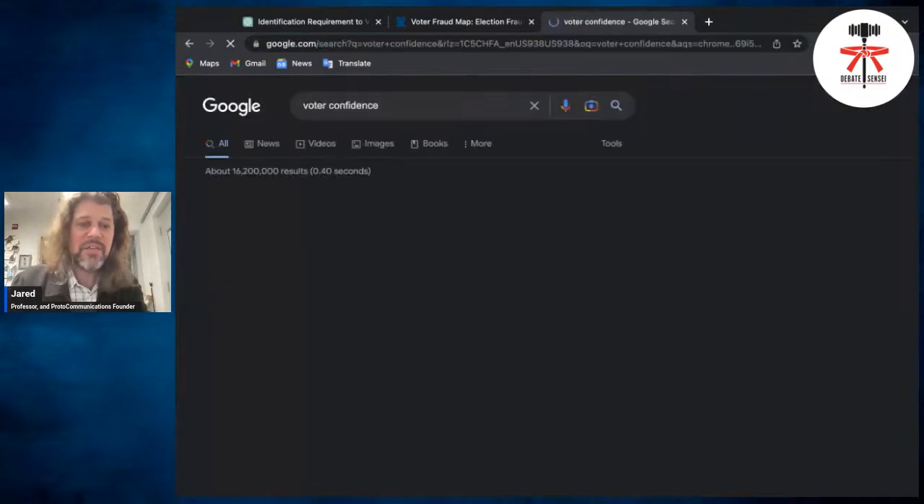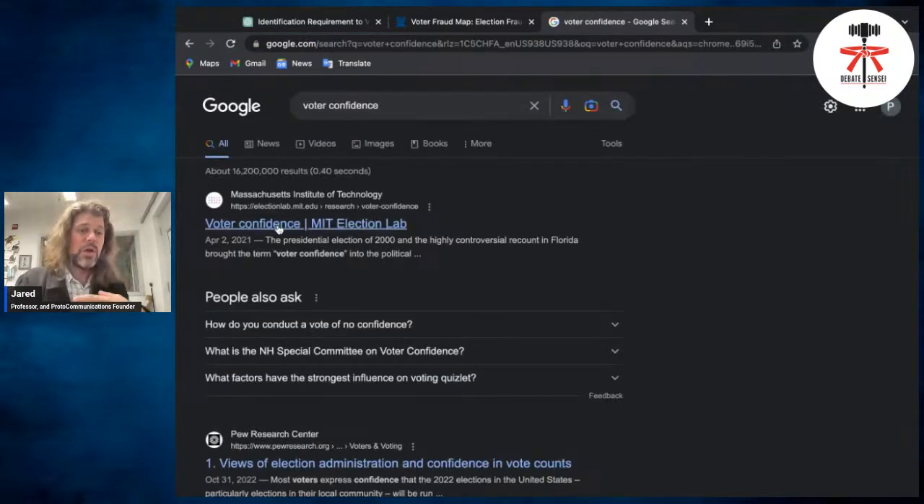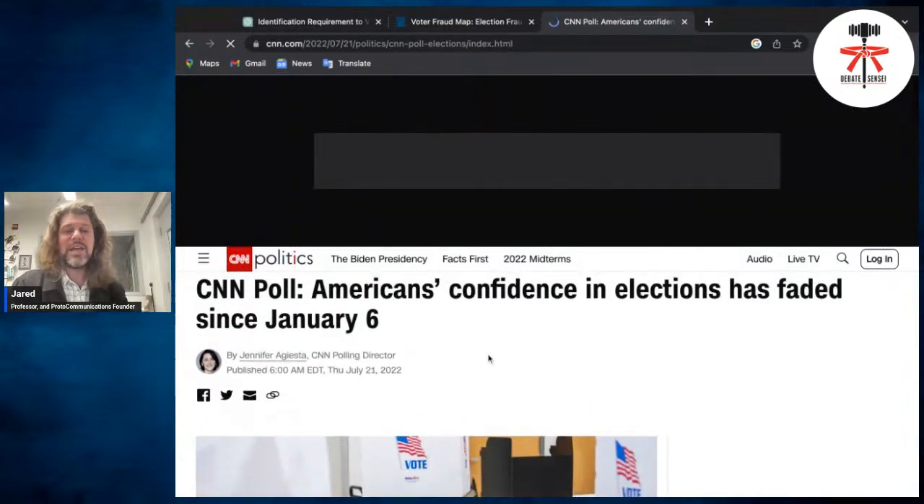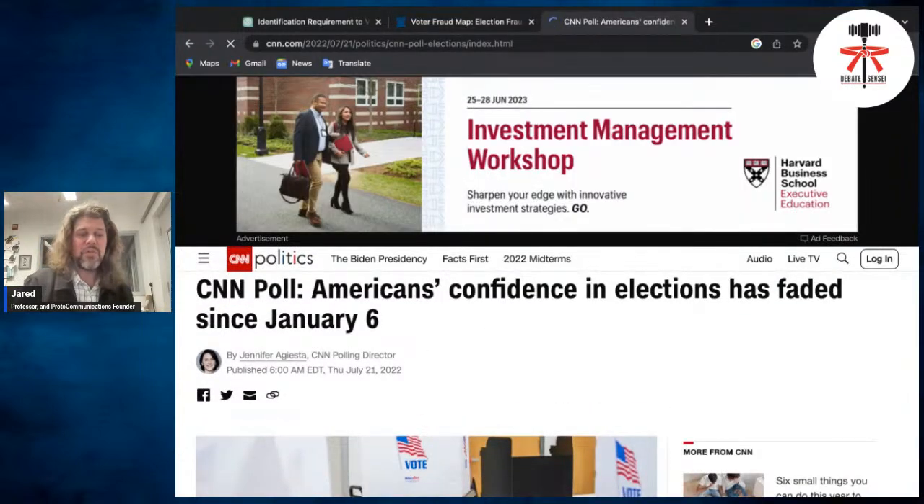So instead of voter fraud, I'd be talking about voter confidence. Voter confidence is something that you can measure. But Americans' confidence in the election has faded. So it's not that we're actually solving for fraud. What you can do is help solve for confidence in elections.